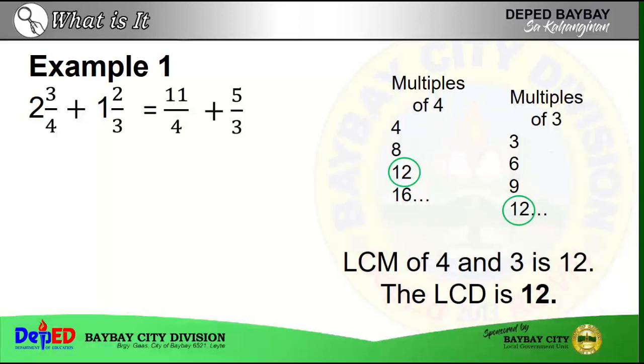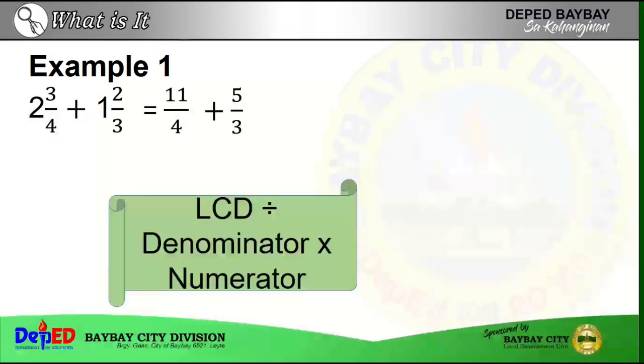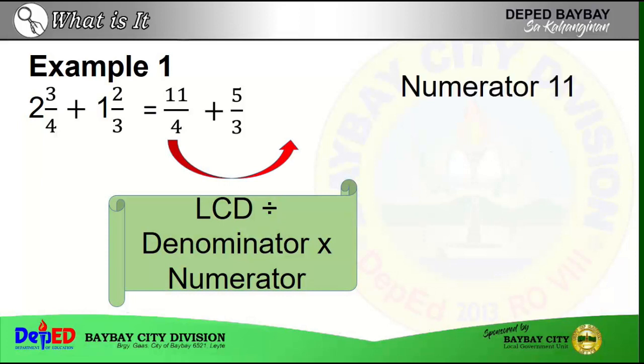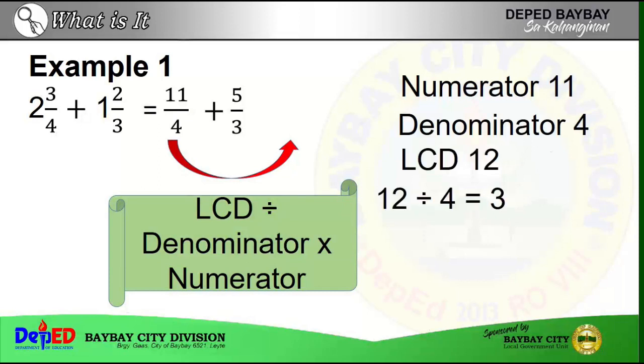Since we have the LCD, we now proceed to the next step, which is to use the technique LCD divided by denominator times numerator. For 11 over 4, our numerator is 11, denominator is 4, and LCD is 12. So LCD 12 divided by denominator 4 is equal to 3. Then 3 times numerator 11 is equal to 33. So we have 33 over LCD, which is 12.